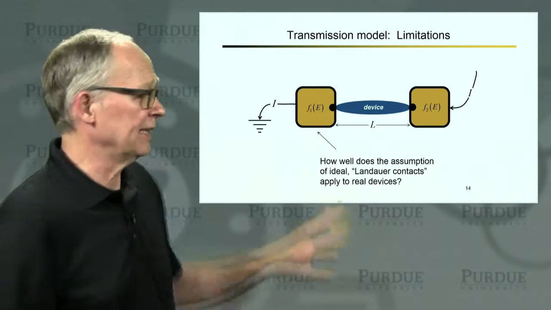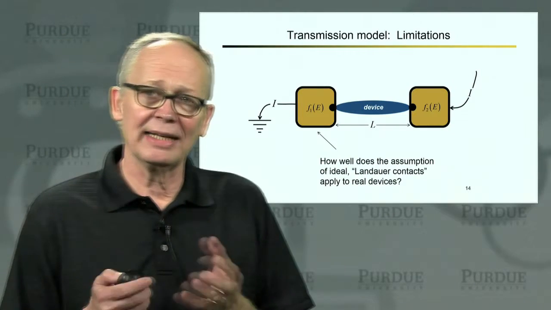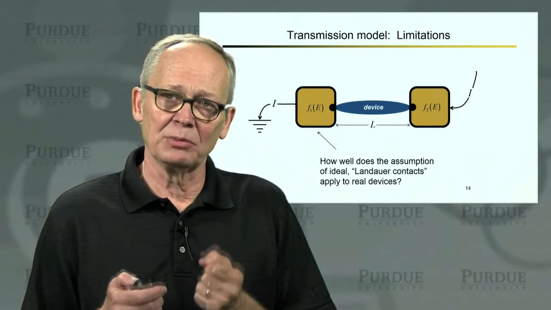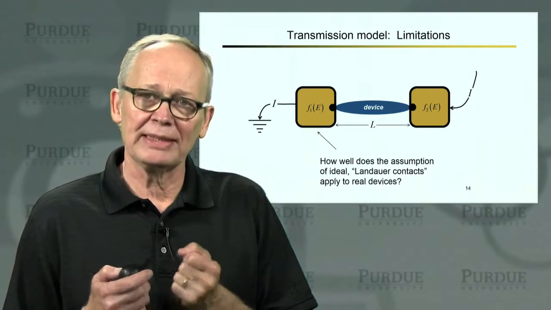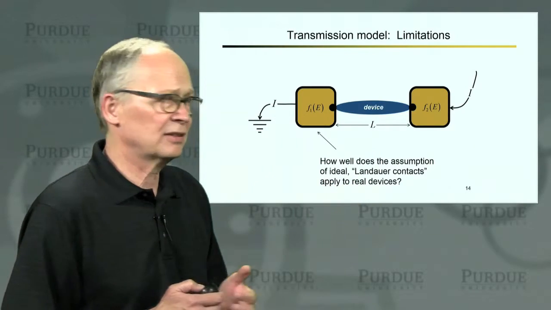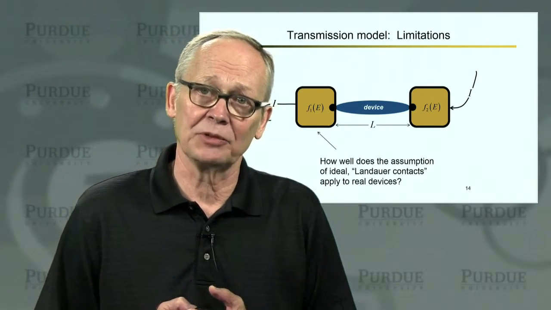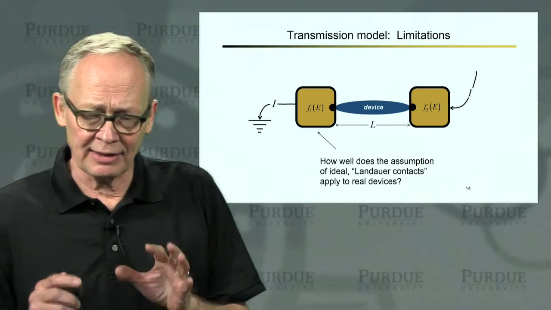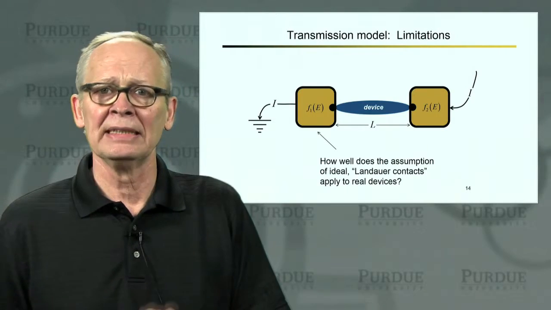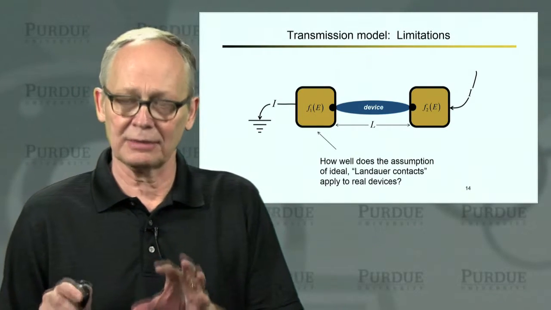Another assumption are these special contacts. Our device was assumed to have these ideal Landauer contacts that always maintain thermal equilibrium, that can always be described by an equilibrium Fermi function. How well do those contacts apply to real devices? In fact, it turns out, especially in some III-V transistors, that an effect called source starvation can occur, and that's really a breakdown of this ideal Landauer contact picture.